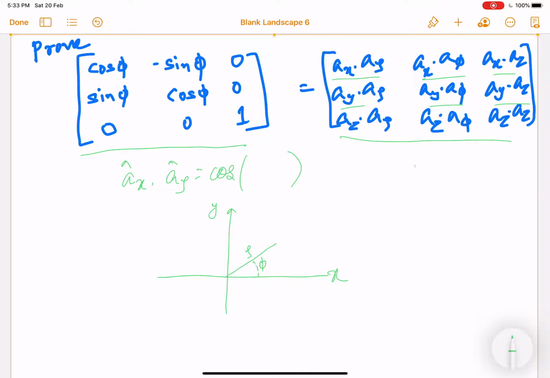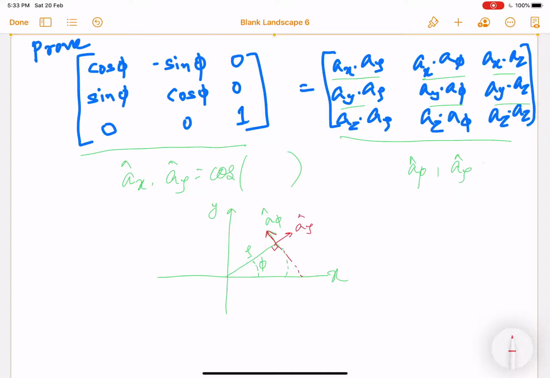So what are the directions of a phi cap and a rho cap? As we had seen earlier, let me draw an arc over here. a phi cap is basically the tangent at this point. So this is my a phi cap, let me draw it in this color. And a rho cap will be in this direction itself, and they are mutually perpendicular. Suppose I extend it backwards, then this angle is 90 degrees.